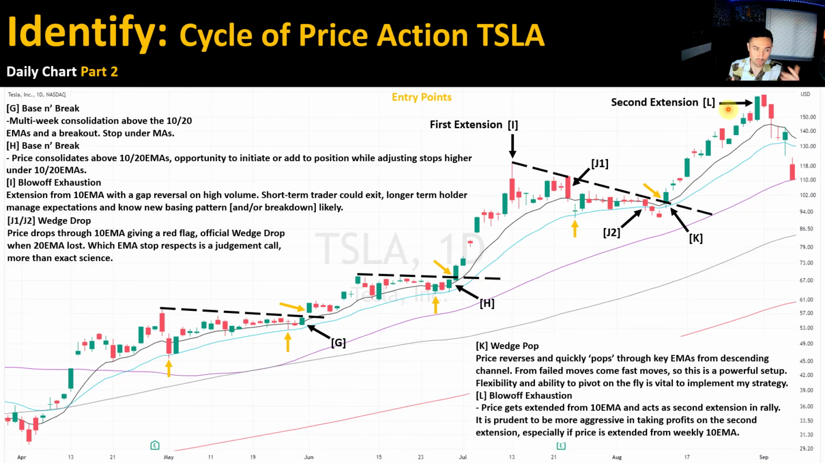So I know Oliver uses the 20 EMA, I use the 21. So if I say 21 EMA instead of 20 EMA, that's just because I'm very used to using the 21 EMA, but I mean the same thing pretty much, okay? So you see another base and break.